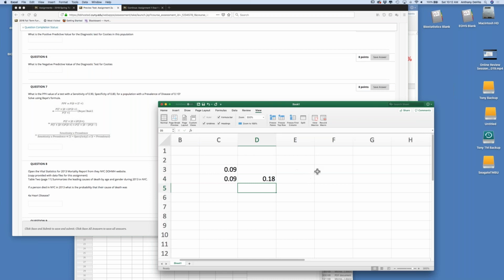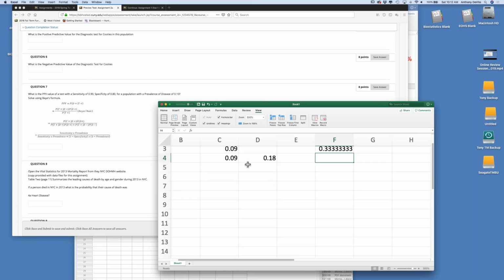So the positive predictive value is equal to the top of this equation divided by the sum of these two values. It comes out to be 33% as the positive predictive value. Okay, so that's how we would use that formula.